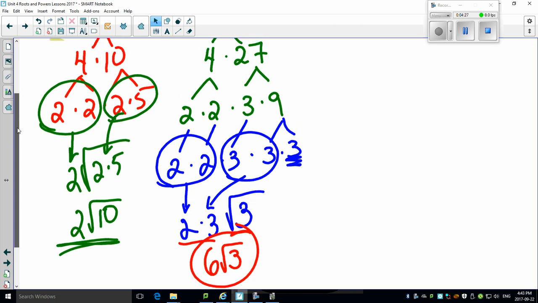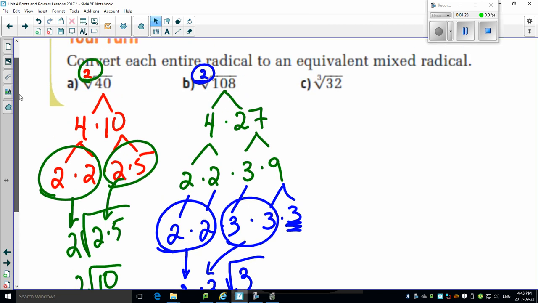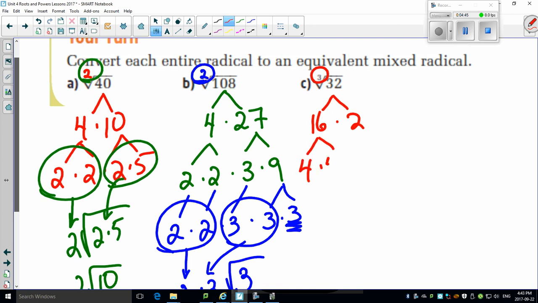Okay, last question. Here we go. Take a look at this one. This one now says cube root of 32. So you're going to now look for triplets. Right. 32 breaks down really easy. 16 and 2. 16 breaks down to 4 and 4. Each 4 breaks down to, I'm running out of room here, 2 times 2, this one, 2 times 2, and finally the last 2 sits out here.